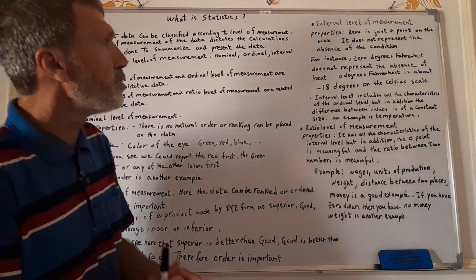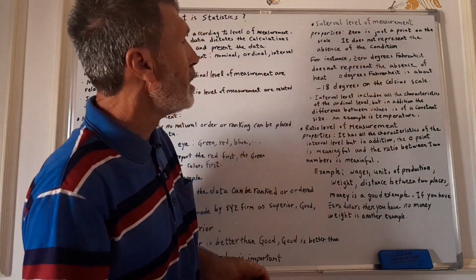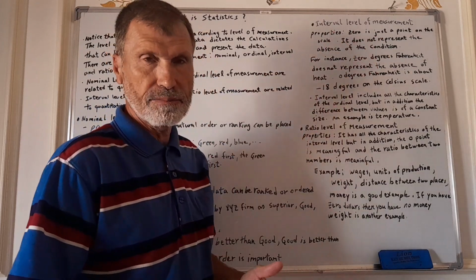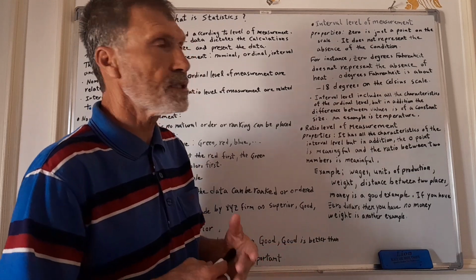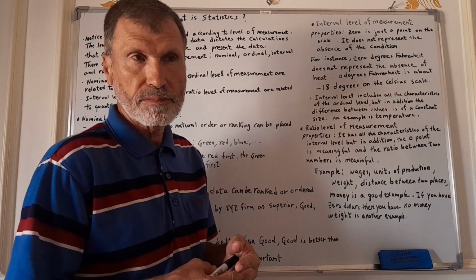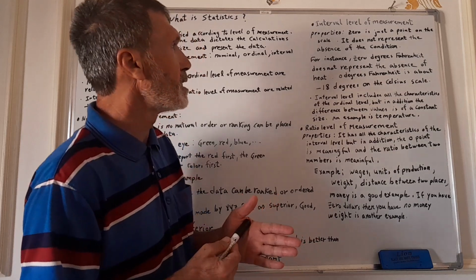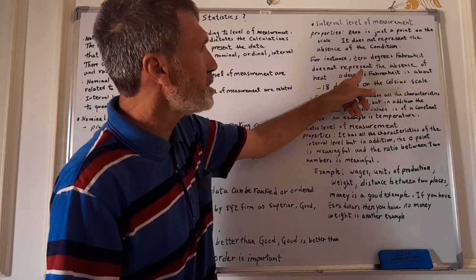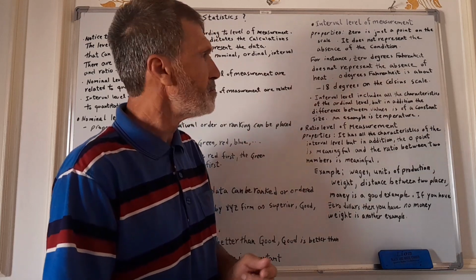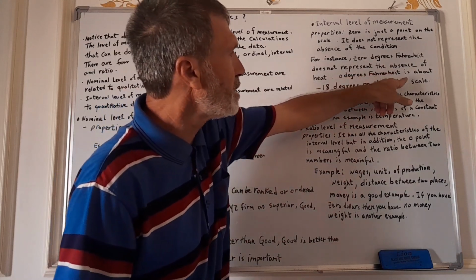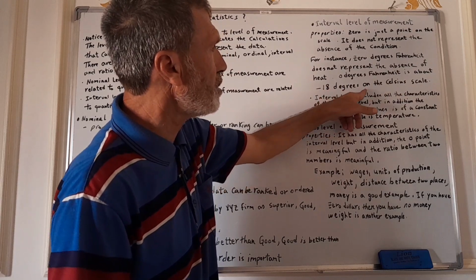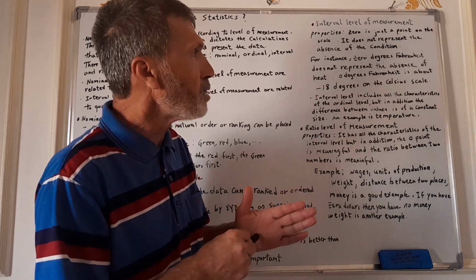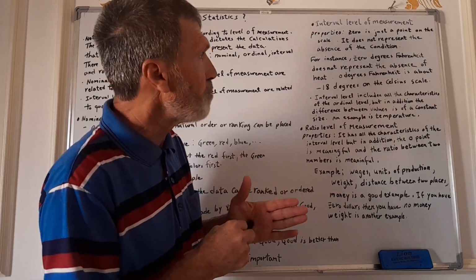Great. Now we move to the interval level of measurement. In the interval level, 0 is just a point on the scale. It does not represent the absence of the condition. A good example of this is temperature. For instance, 0 degrees Fahrenheit does not represent the absence of heat. 0 degrees Fahrenheit is about minus 18 degrees on the Celsius scale. So as I said, 0 is just a point on the scale. It does not represent the absence of the condition.